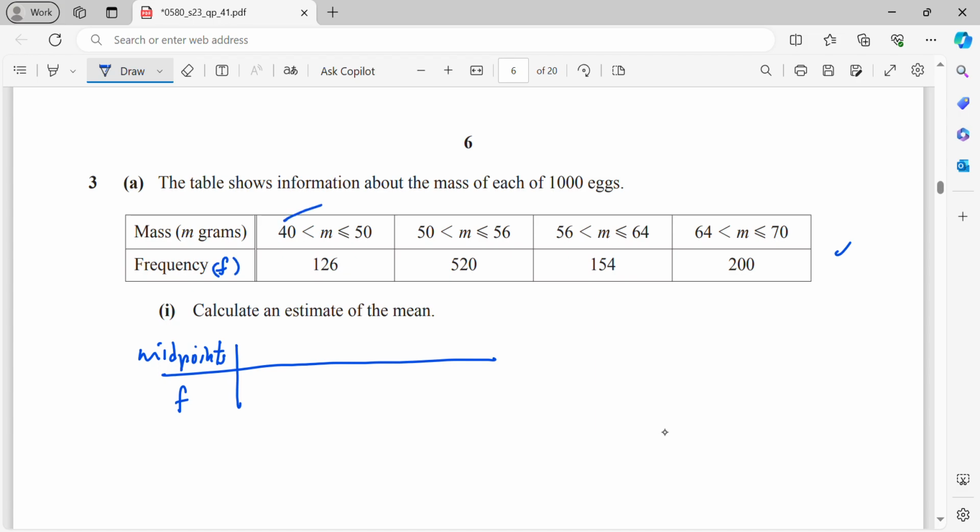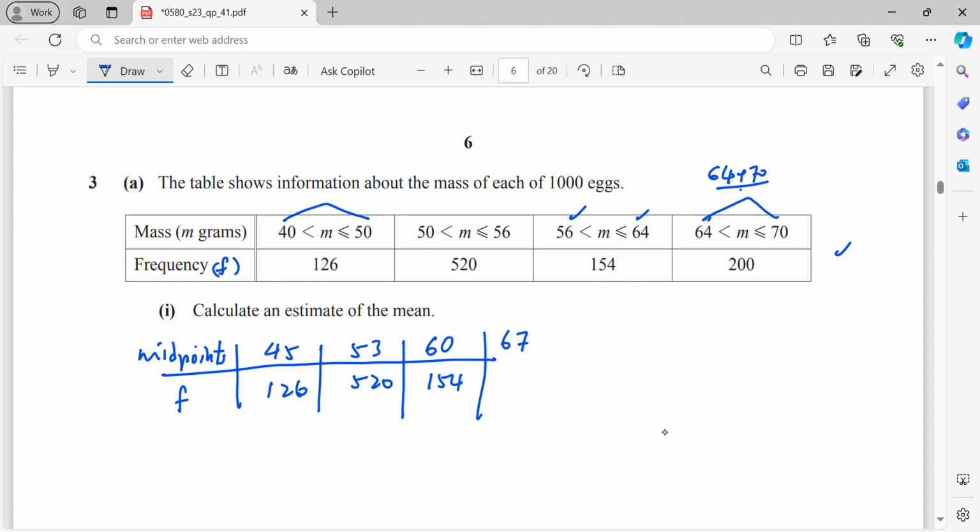Okay, midpoints is counted using average of these two limits. So 40 plus 50 divided by 2 is 45. Okay, the next one is 50 plus 56 divided by 2, you get 53. And then 56 plus 64 divided by 2, it will be 60. Lastly, 64 plus 70, it will be 67. So you plus together and divided by 2, that will be your midpoints.